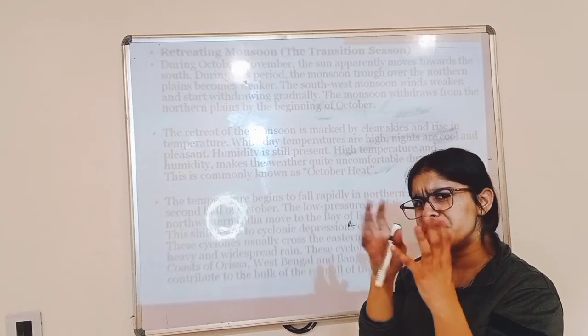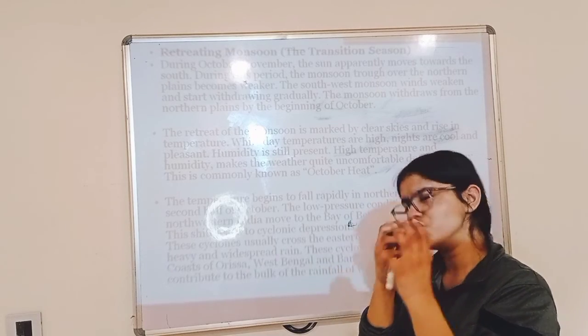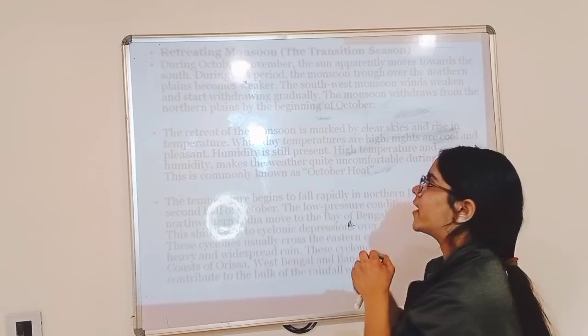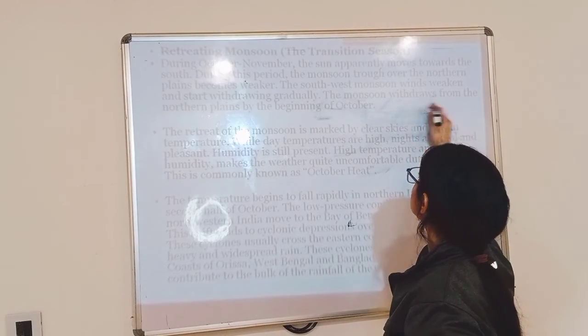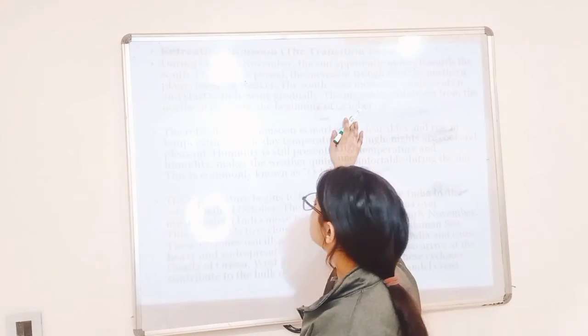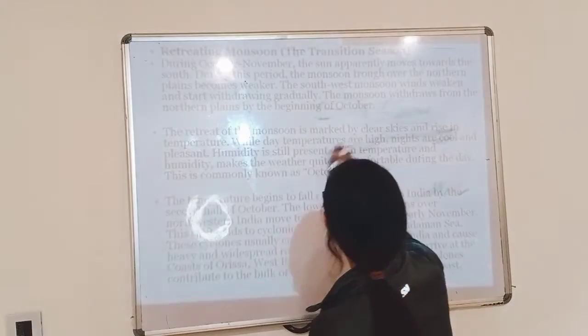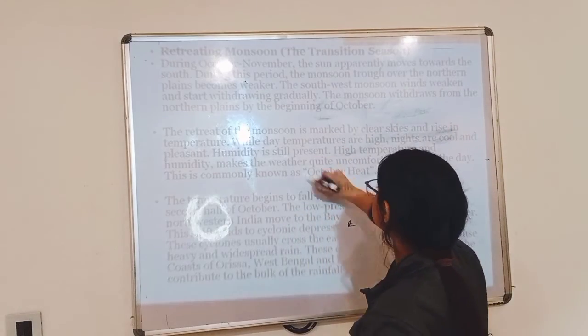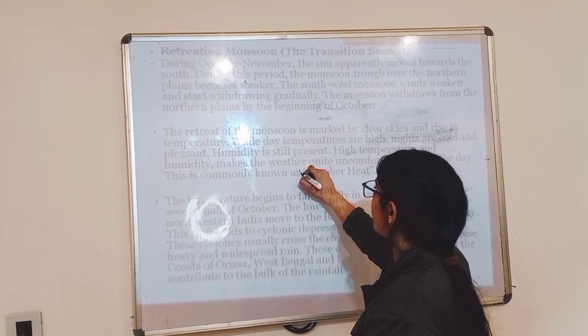Ab signals thode weak ho jate hain. Low pressure kam ho jata hai, and thanda hai. It starts gradually. Monsoon withdraws from the northern plains by the beginning of October. Retreat of monsoon is marked by clear skies and pleasant weather. This is known as October heat.